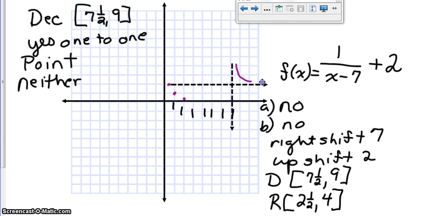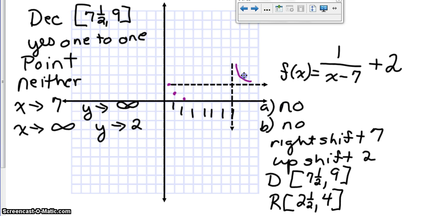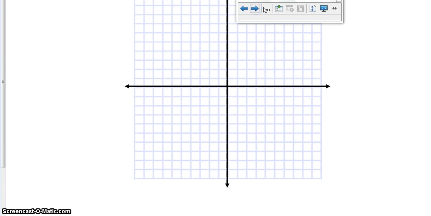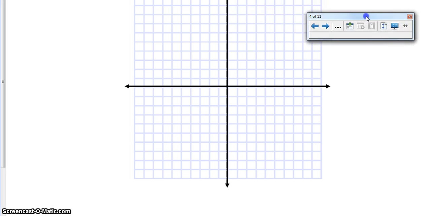Okay. And n behaviors as x approaches, what number? 7. That's right. Y approaches positive infinity. As x approaches positive infinity, y approaches 2. So that's if I have a rational. Now, what about an exponential?